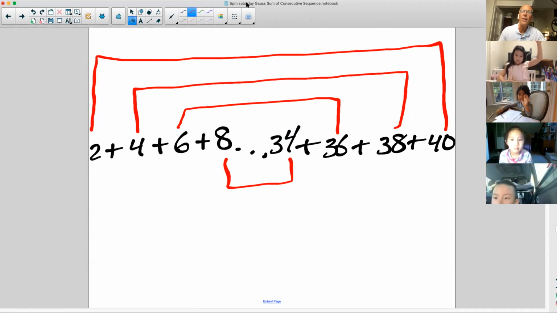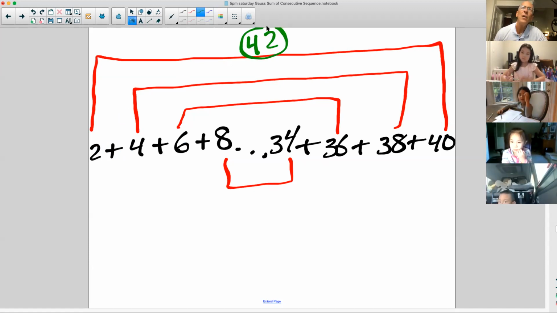I'm going to go with Alice and then Valerie. 22. Well, that would be true if we were adding 20 plus 2. Valerie, what do you think it is? 42. Yeah, so Alice, do you see 40 plus 2? Yeah. Good. And Stella, what's the next one? 38 plus 4. 42. Yes, and Larry, what about the next one? 36 plus 6.